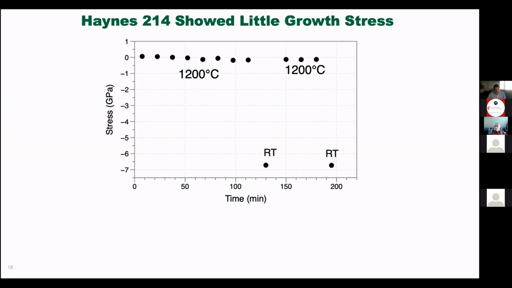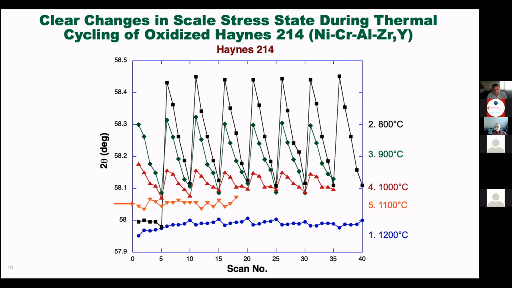But first, one of the good things about Haynes 214 and doing our experiment with it is that it showed very little growth stress. So we don't have a competition of starting with the tensile stress when we started the thermal cycling experiment. As you can see here, there's very little stress at temperature at 1200 C. So we started the experiment by doing our 1200 C scan. We dropped it to 800 and then came up in 100-degree increments back to 1200. And you can easily see as we dropped it, we went to these high compressive stresses that were moderated or relaxed as we went back up in temperature.